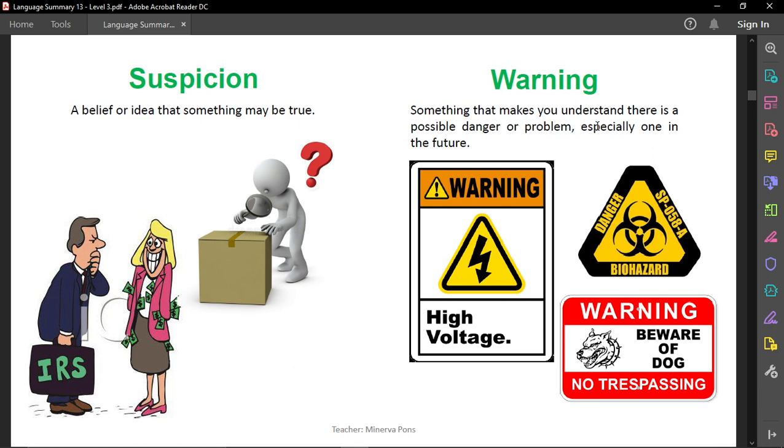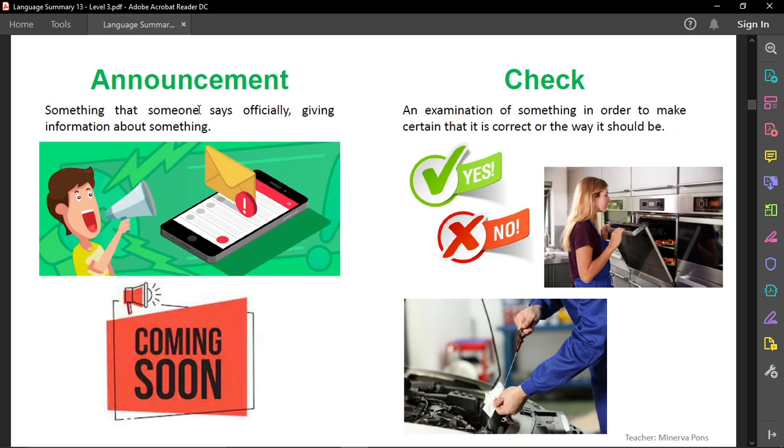Warning. Something that makes you understand there is a possible danger or problem, especially one in the future. A warning is basically a type of alarm to tell you that bad things can happen if you continue doing or being in such a place. Example, if you see this type of warning of high voltage in an electronic device, it's telling you, like, don't touch it because you can get shocked. Announcement. Something that someone says officially, giving information about something. An announcement is public information related to something.